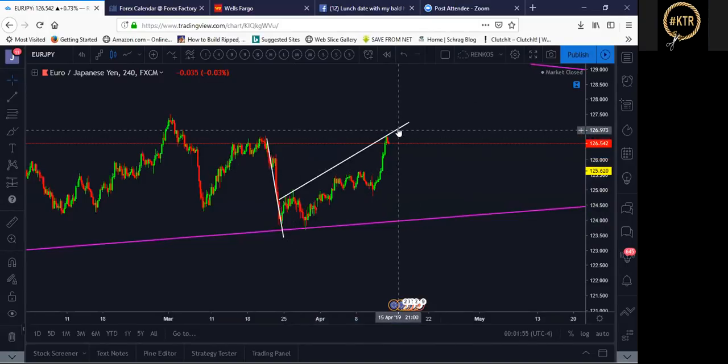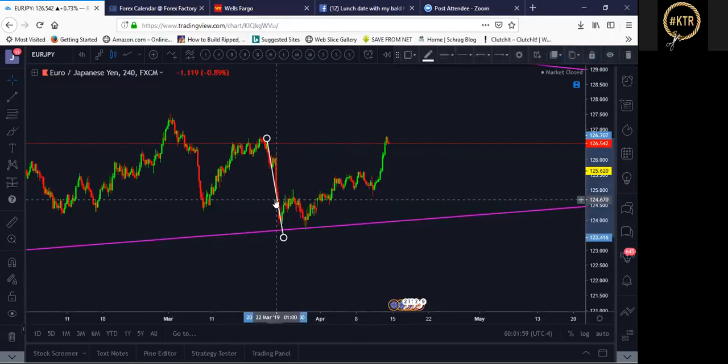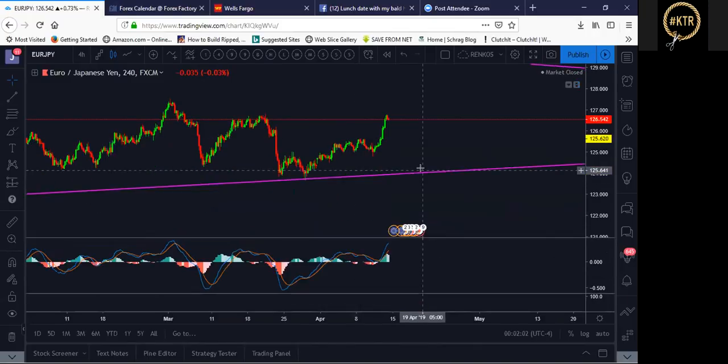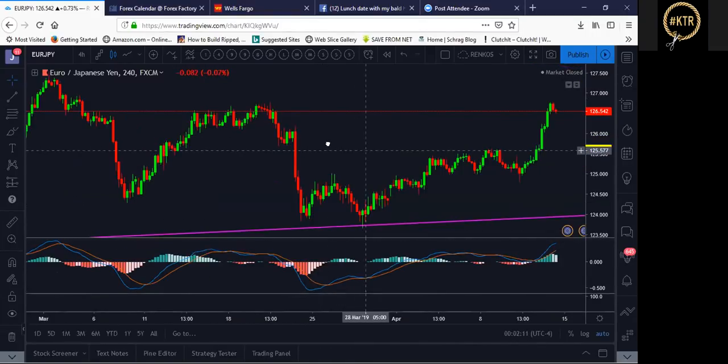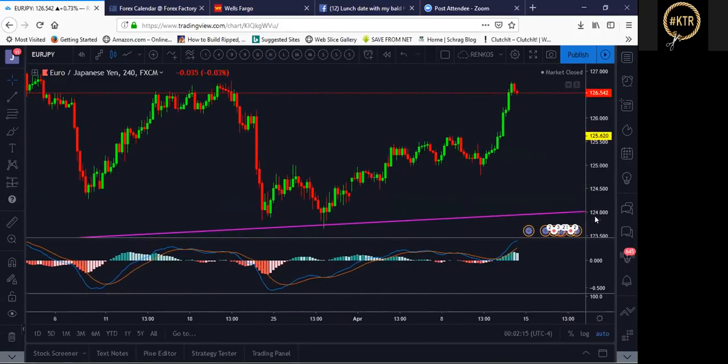Okay, so let's go ahead and clear this up a little bit, and I'm going to show you how divergence can be used. One thing I enjoy using is the MACD. The MACD is a very powerful tool. When you look at the MACD, it shows you the momentum of the market.